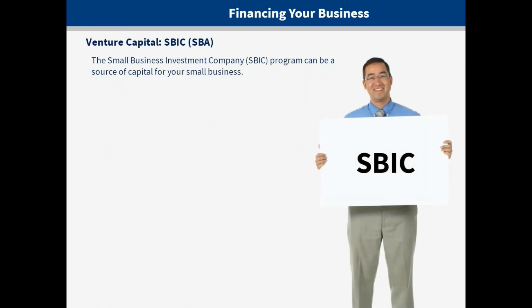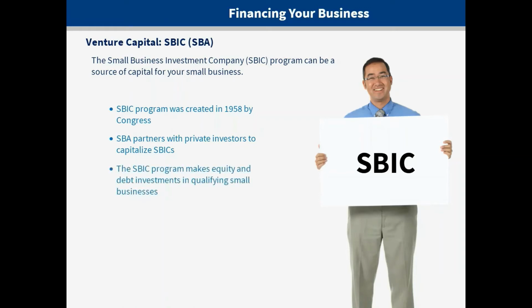In 1958, Congress created the Small Business Investment Company (SBIC) program to facilitate the flow of long-term capital to America's small businesses. SBA does not provide capital directly to businesses. Instead, SBA partners with private investors to capitalize professionally managed investment funds, known as SBICs, that finance small businesses. The structure of the program is unique. SBICs are privately owned and managed investment funds. They are licensed and regulated by SBA. They use their own capital plus funds borrowed with an SBA guarantee to make equity and debt investments in qualifying small businesses.